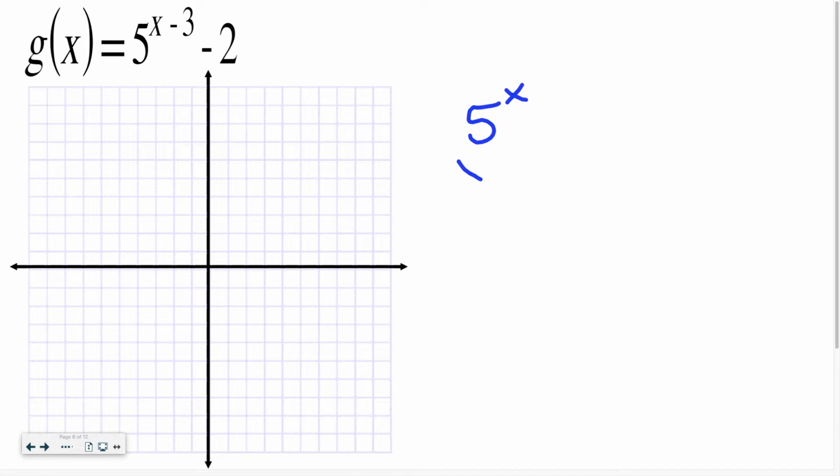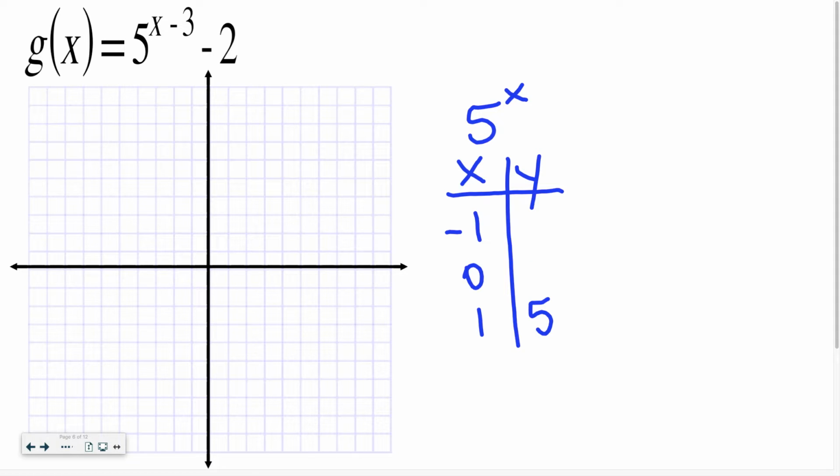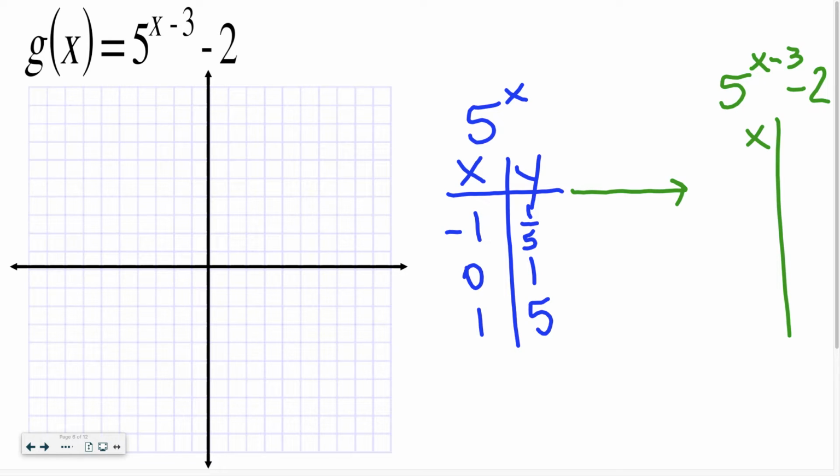Okay, so our parent function is 5 to the x. And I do want you to think about the coordinates on the parent function. It's pretty quick, right? On our parent function, I want you to think about -1, 0, 1. Okay? Well, what's 5 to the 1? 5. What's 5 to the 0? 1. What's 5 to the -1? 1/5. Okay? There's our parent function. With those coordinates, we need to get to 5 to the x minus 3 minus 2.